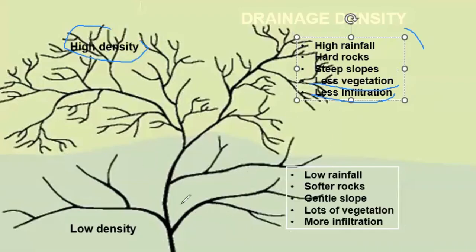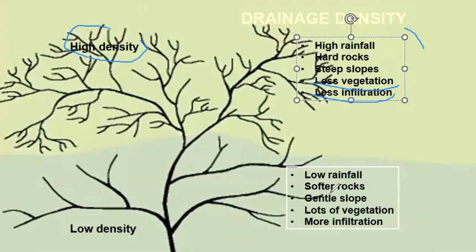Now you also look at this one, which is talking about low drainage density, meaning fewer streams. And in most cases, if the streams are few, it is because there is limited rainfall. The streams are going to be few because the soils are softer or porous, so that there is more infiltration than surface runoff.